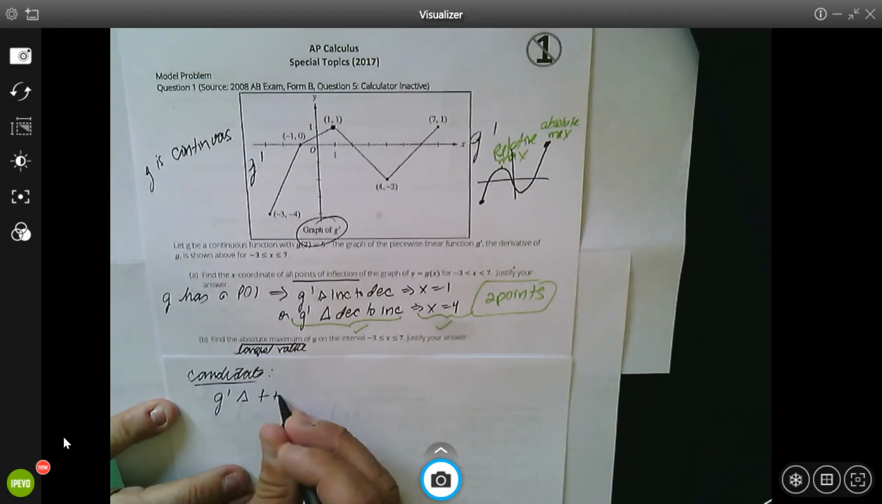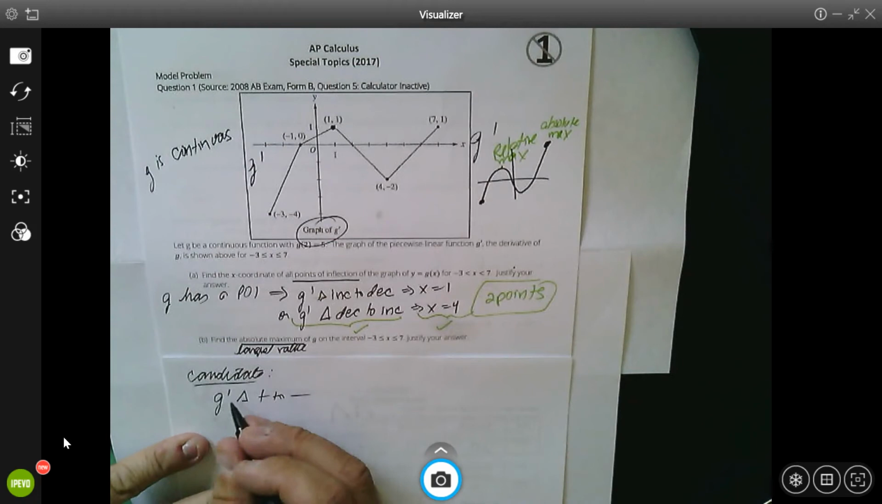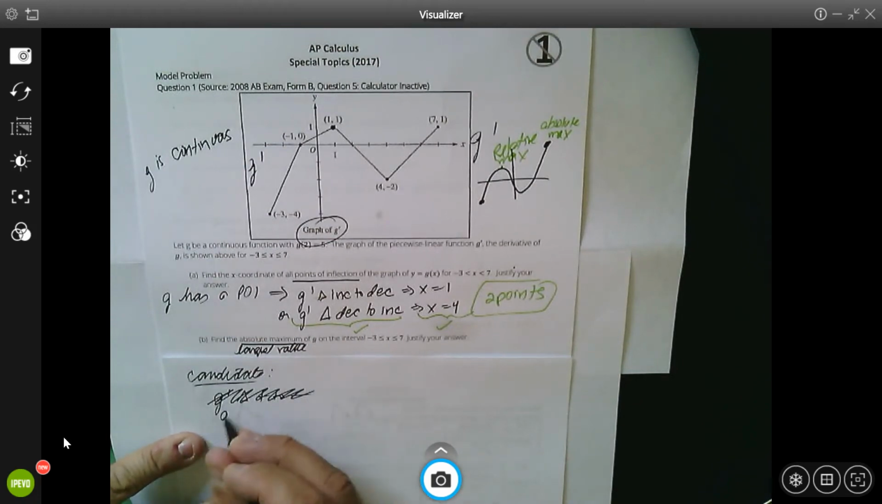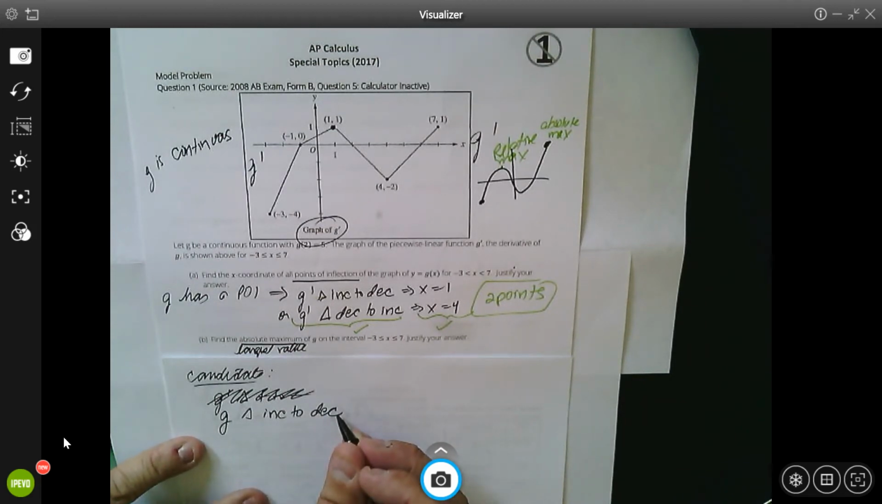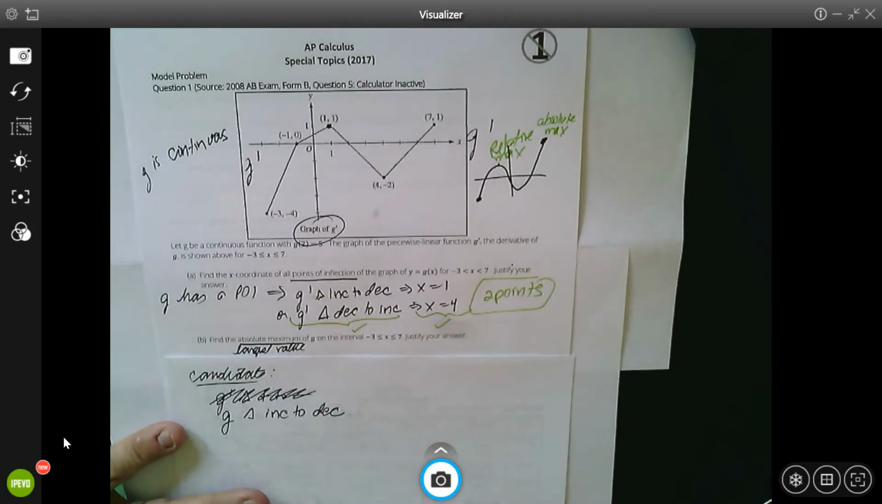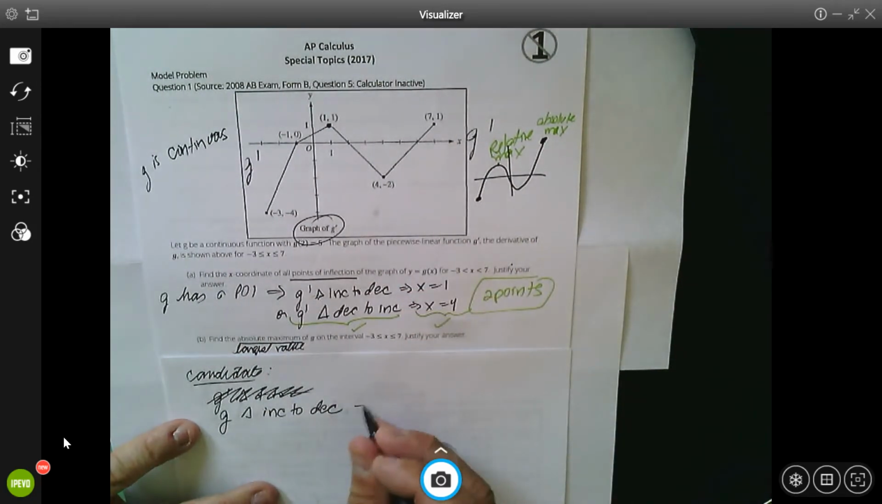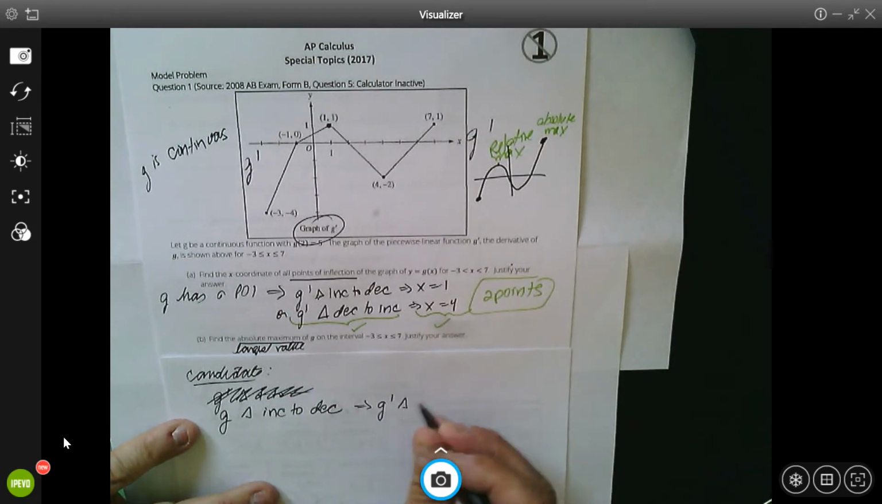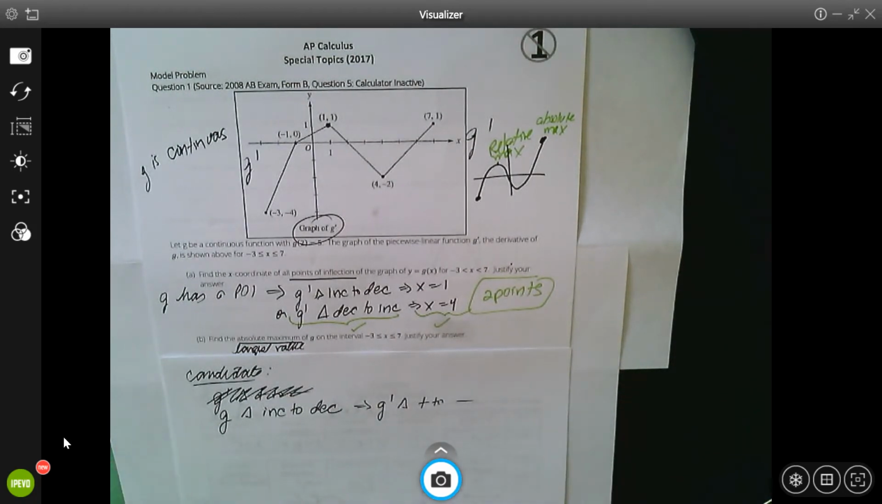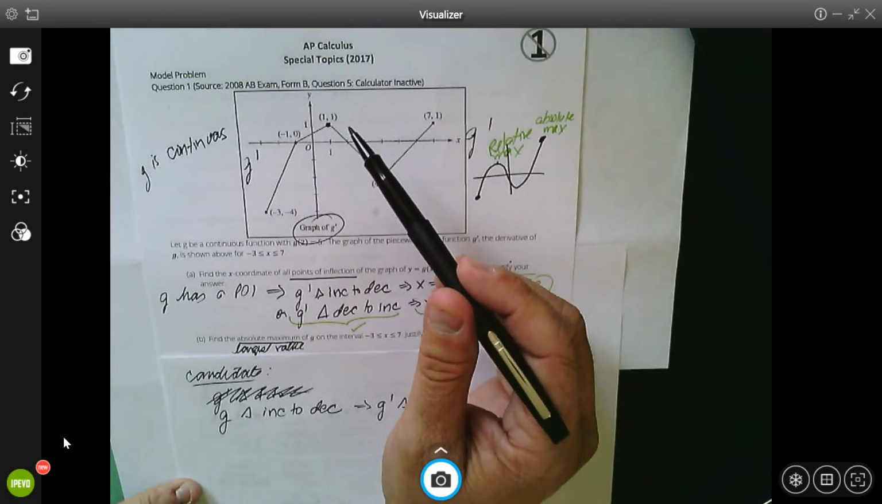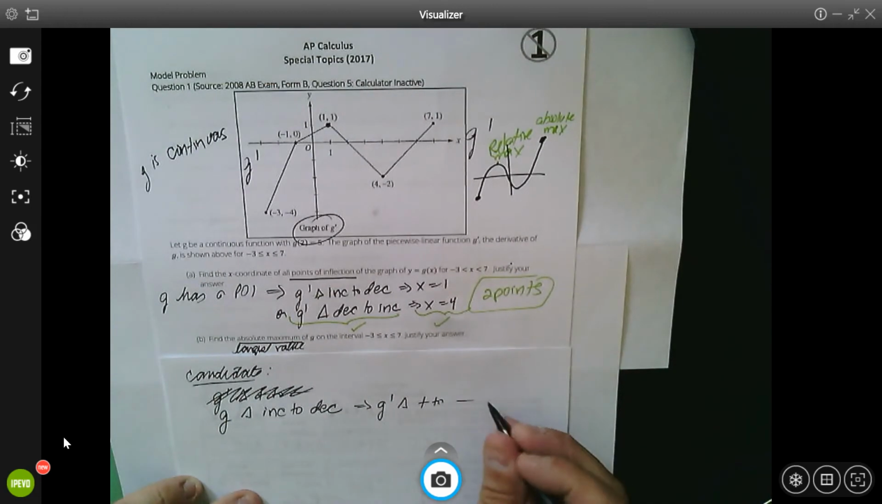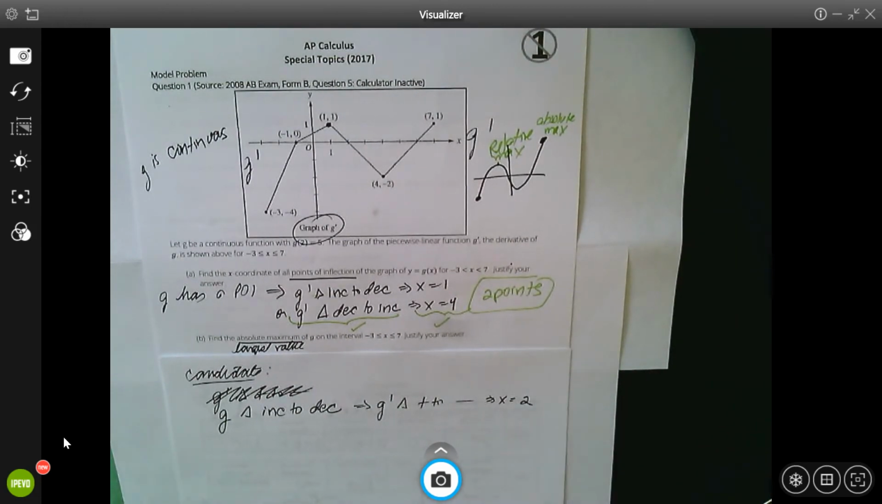So where does g prime change? Where does g change from increasing to decreasing? Wherever that happens, g would have a relative max. Well, again, I don't see g in front of me, but I have g prime. I'm looking for where g prime changes from positive to negative. I look at the graph. Where does g prime change from positive to negative? Well, that happens at x equals 2, and it looks like that change happens nowhere else.